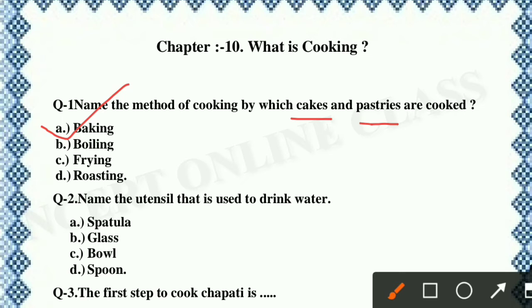Okay. Then question 2, name the utensil that is used to drink water. Spatula, glass, bowl or spoon. Students know that we need a glass to drink water. So option B is the correct answer.